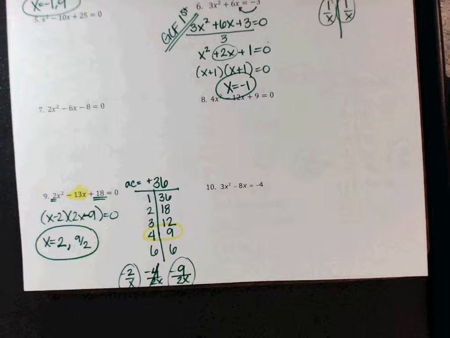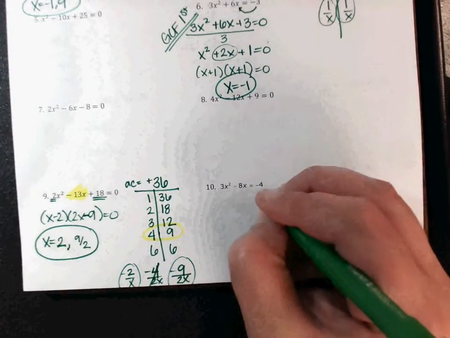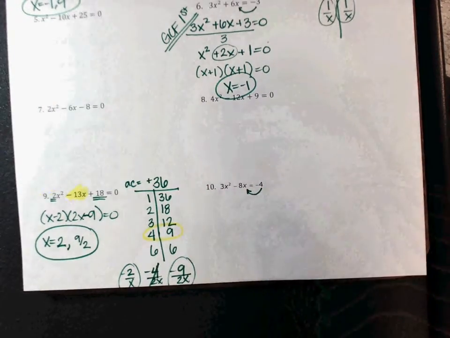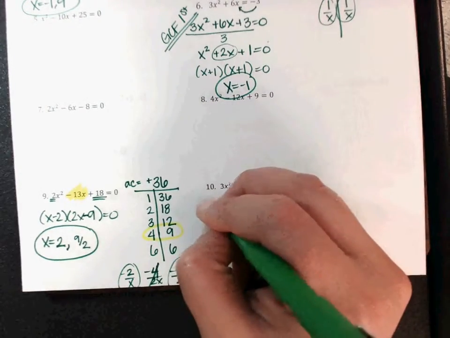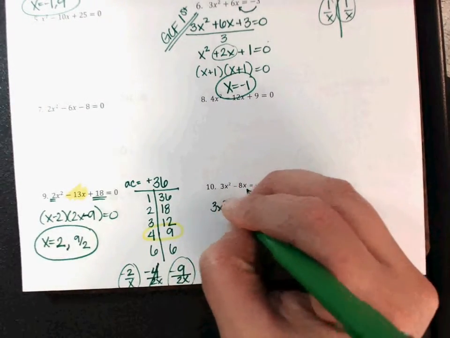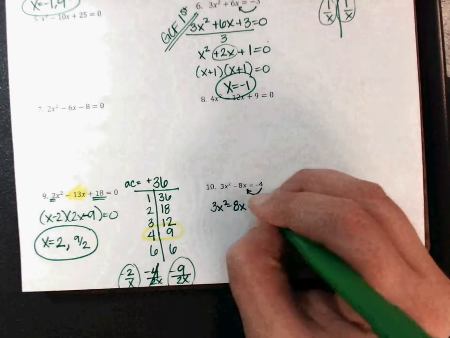9? We just did 9. Oh, 10, okay. What do we need to move first? Negative 4 is on the wrong side. When we move it over, now it's a what? So I have 3x squared minus 8x plus 4 equals 0.